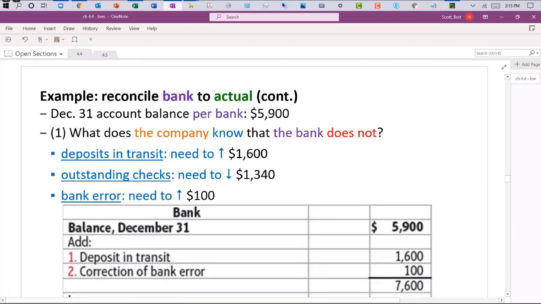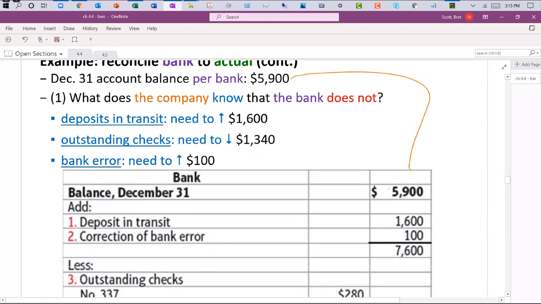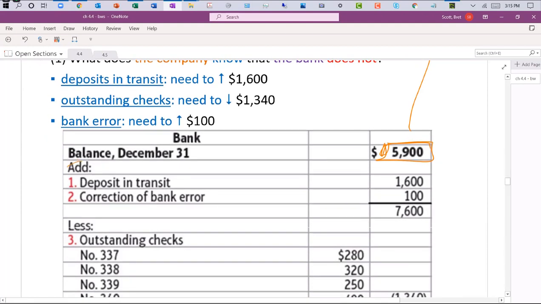How do we fill in this information on the bank reconciliation side? Number one thing is we want to start with what the bank says our balance is at the end of the month. Then we start going through and making adjustments. The first adjustments we want to make are additions. So we're going to add any deposits in transit, 1,600. And then in this case, we need to reverse out the error.